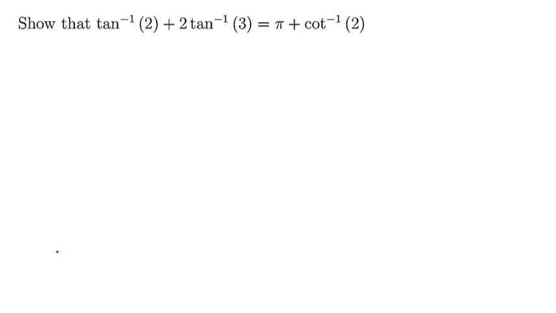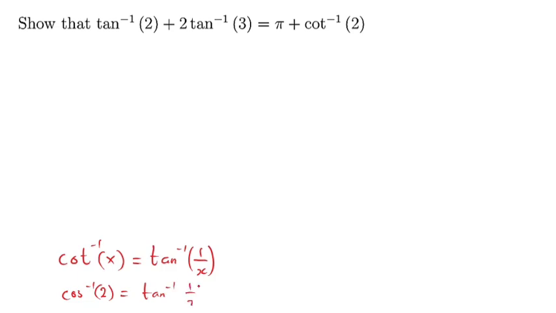Now here's what we're going to use. We know that cot inverse of x is equal to tan inverse of 1 over x. Like I said, these two are reciprocals of each other. So if one has sine over cos, the other will have cos over sine. If one has 1 over x, the other will have x over 1, because they're reciprocals of each other. Now in this case, we do not have x, but rather we have 2. So it's just the same thing. It means that cot inverse of 2 is equal to tan inverse of 1 over 2. Like that.